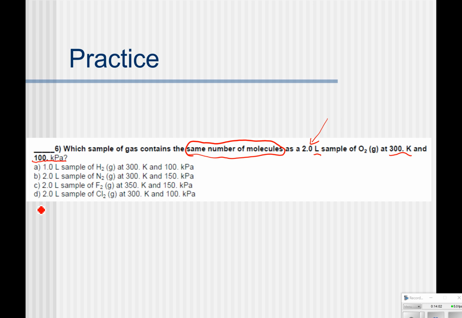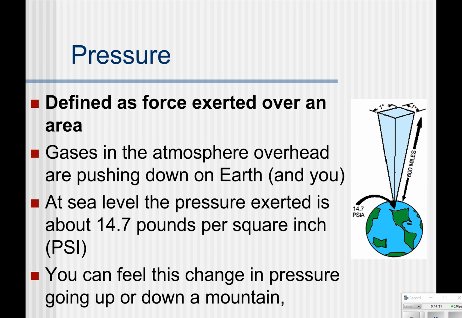So we're looking for one that has 2 liters, so we can rule out A, and we're looking for a temperature of 300 Kelvin. Both B and D have a temperature of 300 Kelvin. C does not. 350 is higher than 300. And 100 kPa, that pressure is going to match up with D. So these conditions match. So therefore, the chlorine gas and the oxygen gas, under the same conditions, should have the same number of particles in their sample.